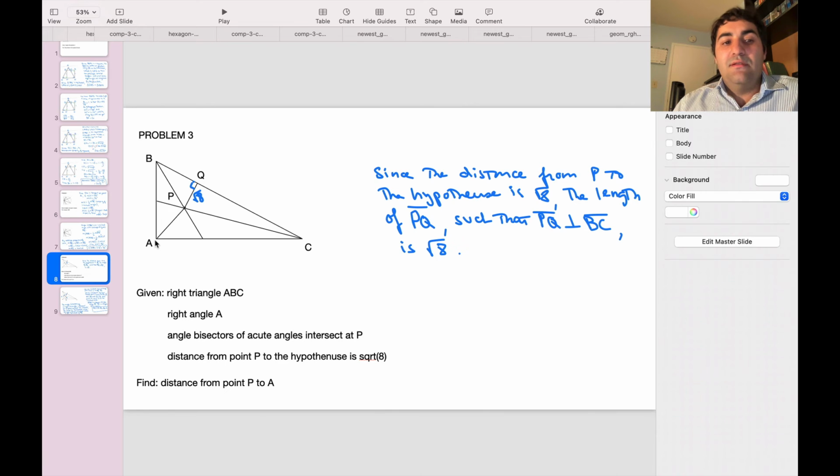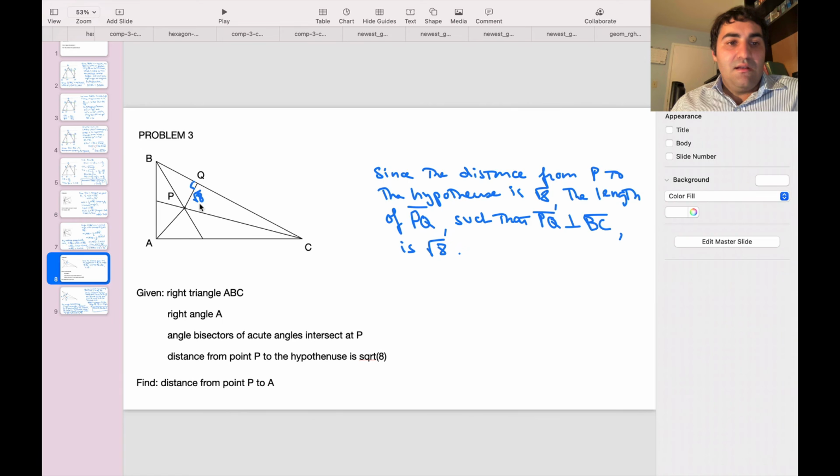So this vertex. So first thing we have to know is that the distance from P to the hypotenuse is square root of 8, and we know that square root of 8 is then going to be equal to the length of the segment PQ, where PQ is perpendicular to the hypotenuse, right? That's the definition of distance between a point and a line, right? You do the perpendicular and then you find its length.